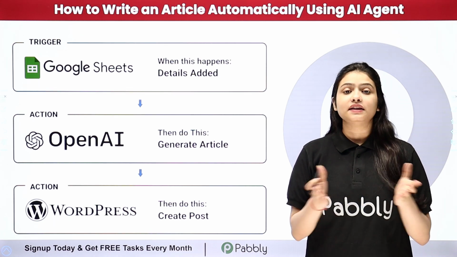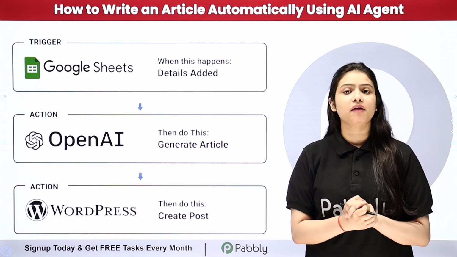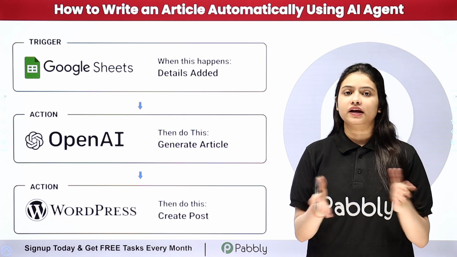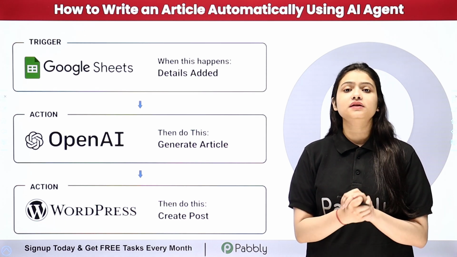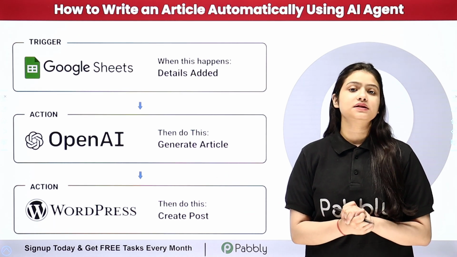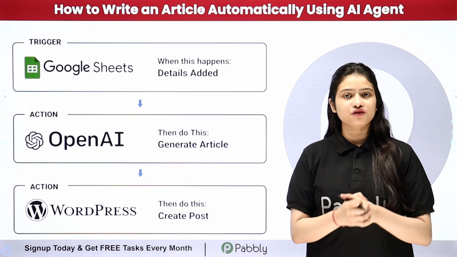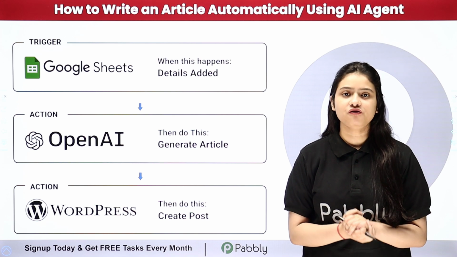and Pabbly Connect. Now every time I'm going to add a new title and the description of the content which I want in my Google Sheets, automatically my AI agent is going to generate a unique article using that same response, and automatically the article is going to be published on my WordPress site. Now to automate this entire process, I'm not going to use any kind of coding and programming skills, but I'm going to integrate all these applications with the help of Pabbly Connect.